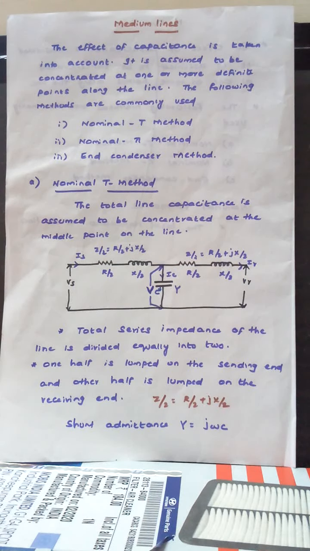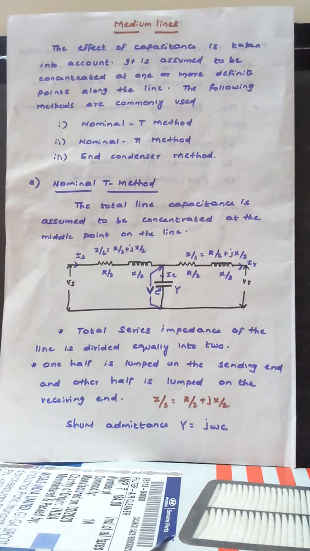In the last video, we have seen the short transmission line. Today, we'll see about the medium transmission line. As we all know, for the medium transmission line, the line voltage between 20 kV to 100 kV and line length about 80 to 240 km will be considered as a medium transmission line. So here we are having a sufficient length and voltage, so the effect of capacitance is taken into account.